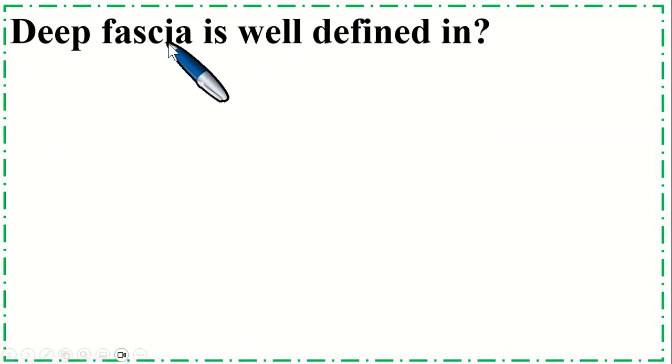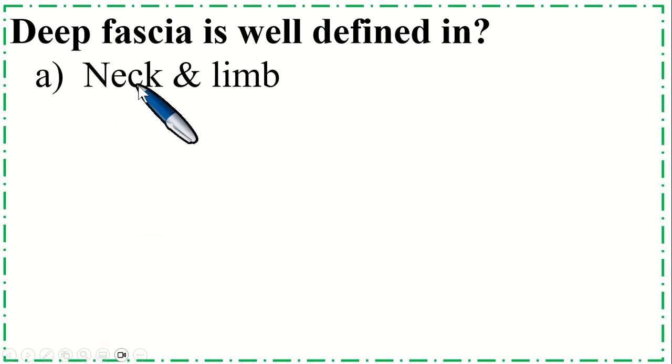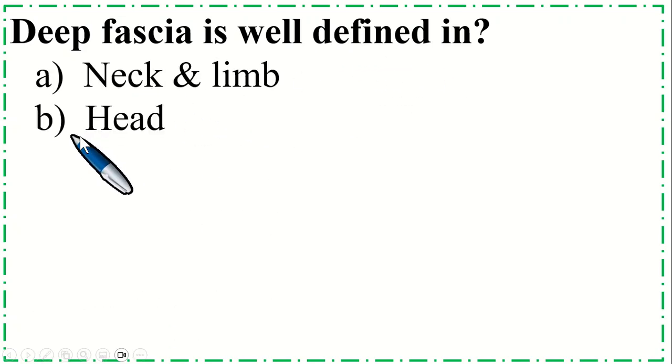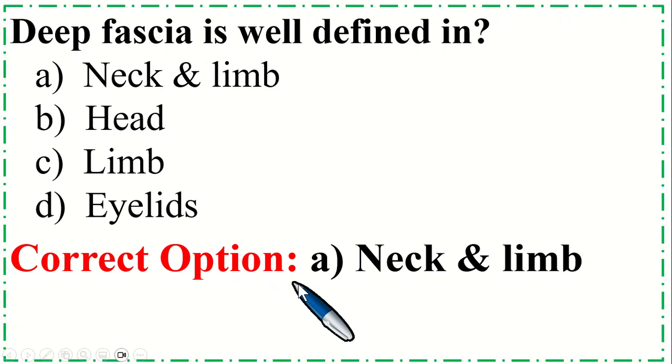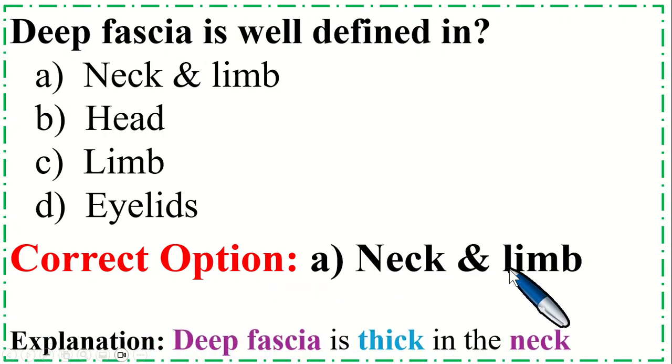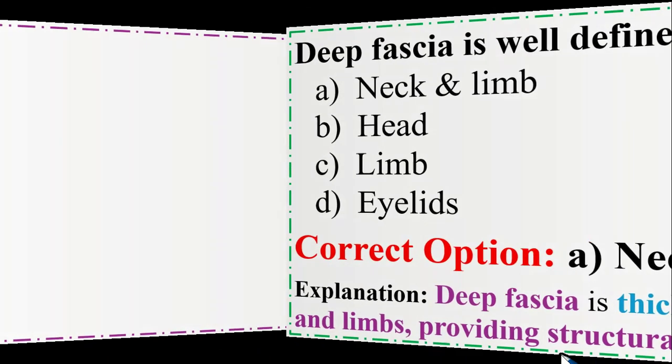Deep fascia is well defined as option A neck and limb, B head, option C limb, and option D eyelids. So the correct option is A neck and limb. Deep fascia is thick in the neck and limbs, providing structural support.